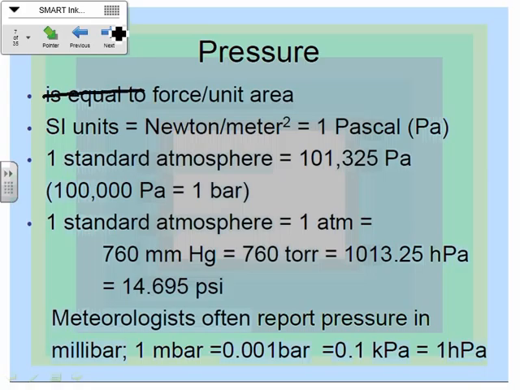This I don't think is on your notes, but the rest of this should be. The SI unit for pressure is going to be Newtons divided by meters squared, which is the same thing as 1 Pascal. And we talked about all these units of pressure last year as well. 1 atmosphere is 101,325 pascals, or 101.325 kilopascals. You might write that in, because I don't think I have that up here.